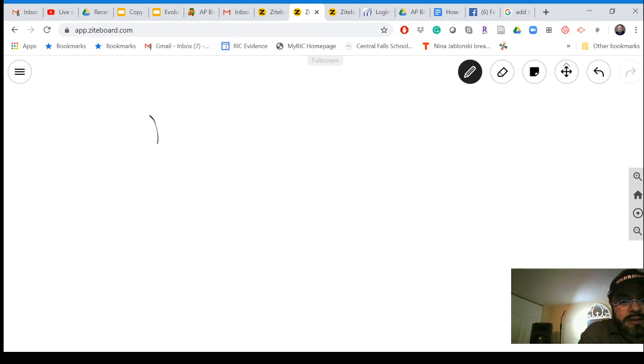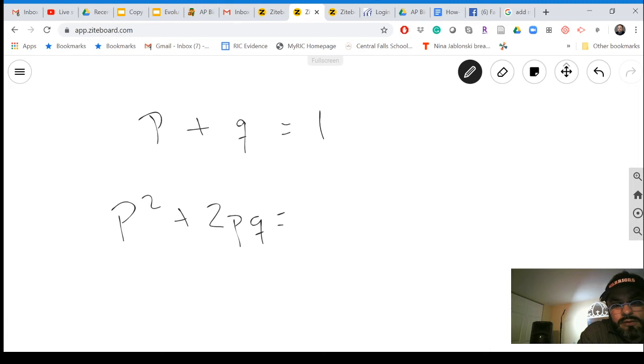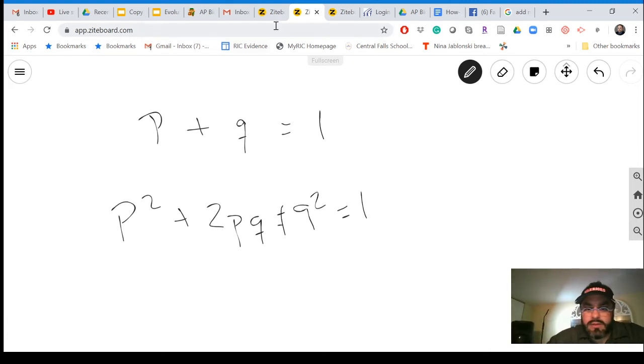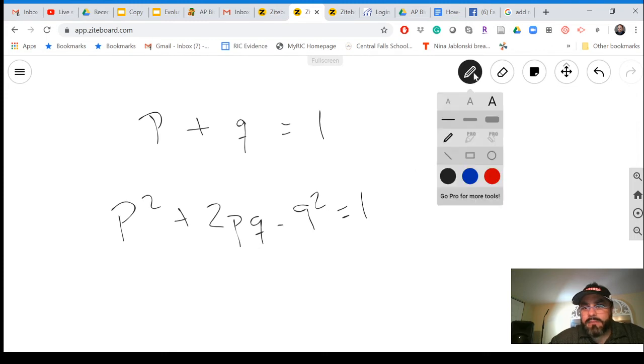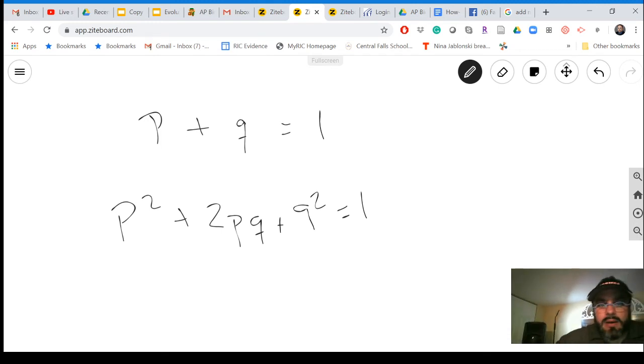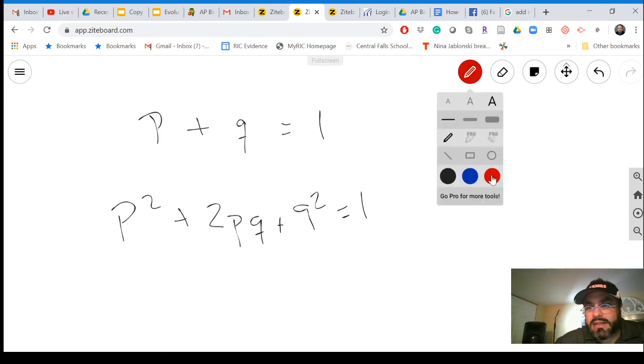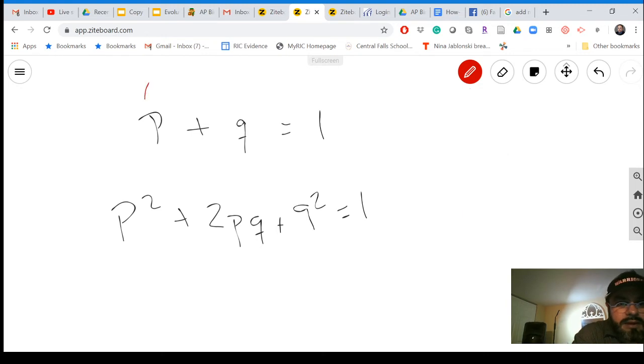The equation is P plus Q equals 1. P squared plus 2PQ plus Q squared equals 1. So this is our equation here. Okay, so let's go back. So what we're going to do is simple. This P is the same thing as saying, let's go with A. Big A, and this is little a.